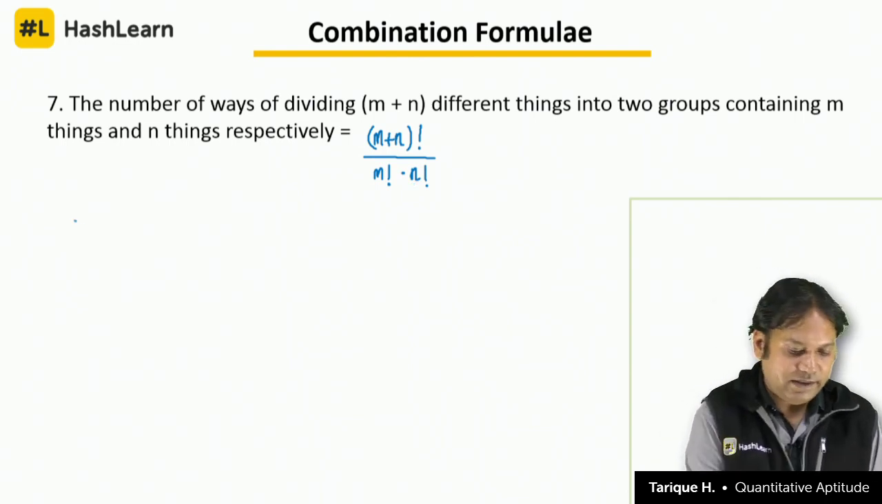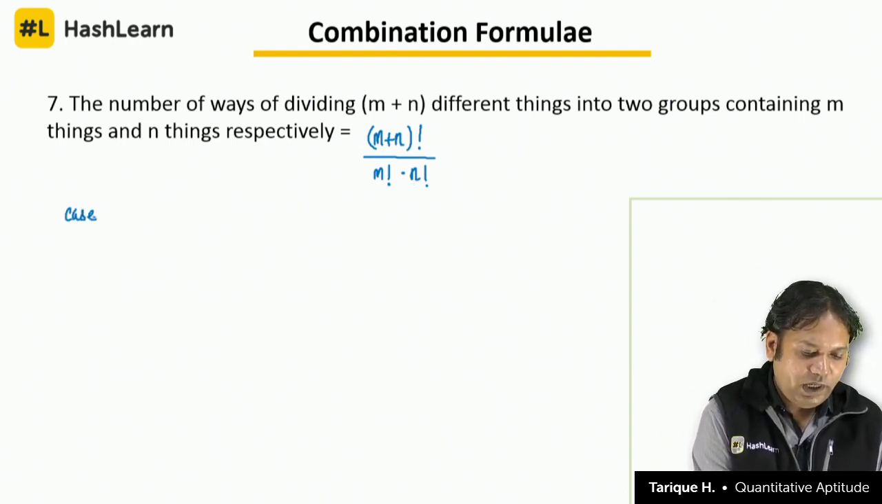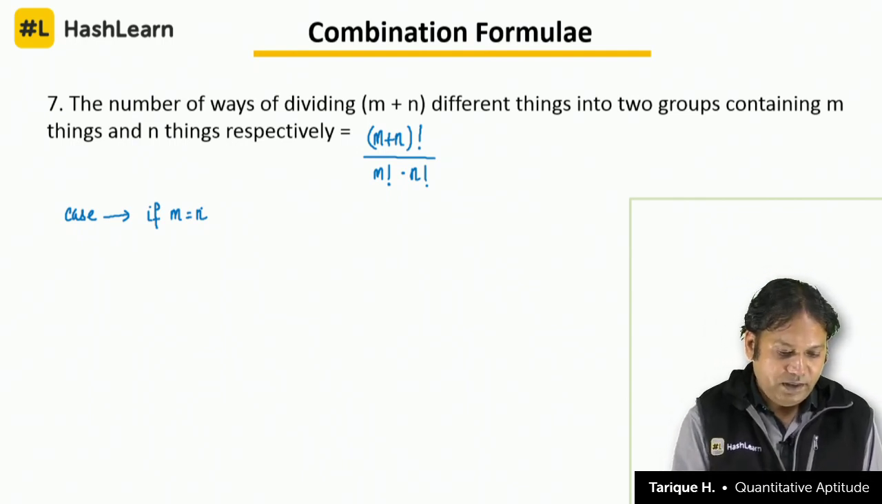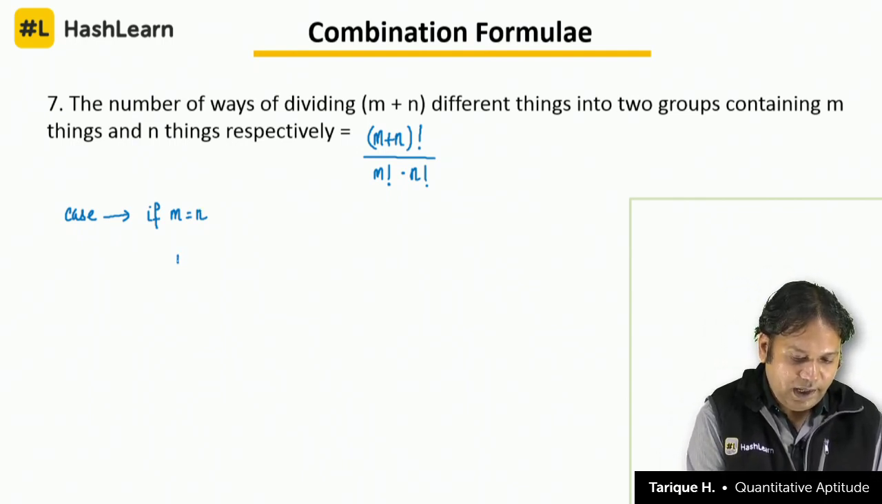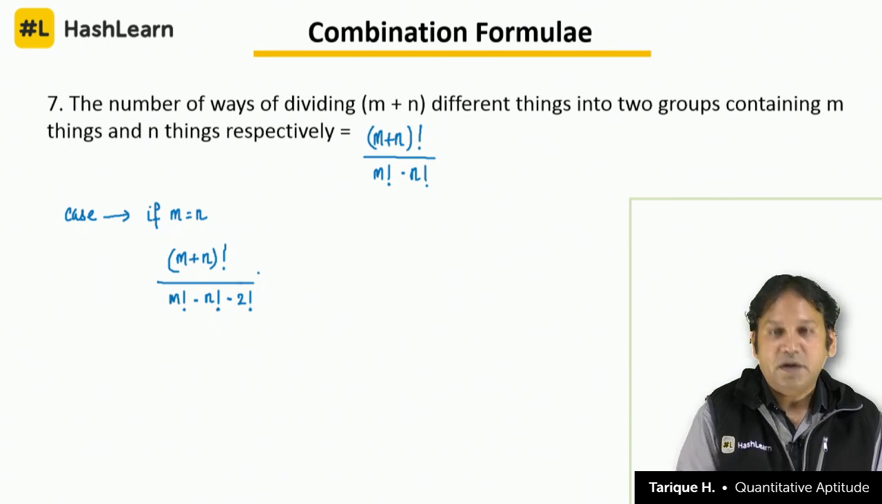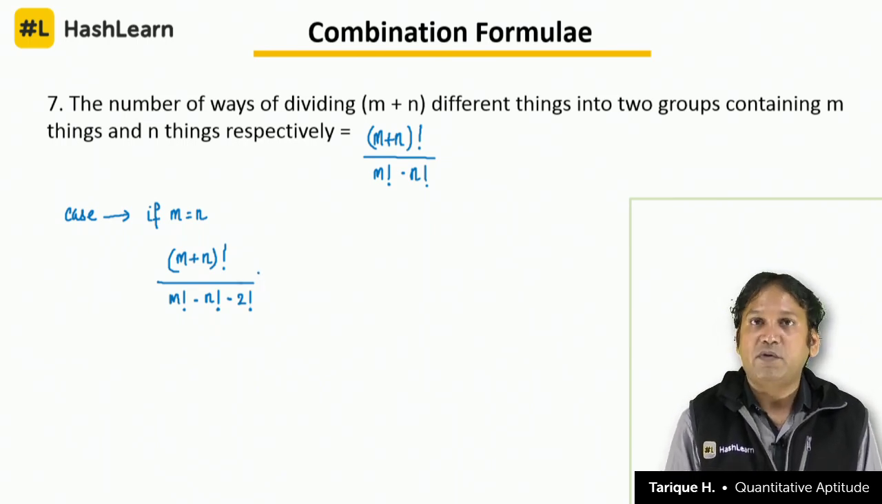But here we have one case. Now you have to keep this case in mind, and that is if m equals n. If m equals n, then the answer will become equal to m plus n factorial divided by m factorial into n factorial into 2 factorial, because the two groups are identical. If the two groups are not identical, no need to divide.